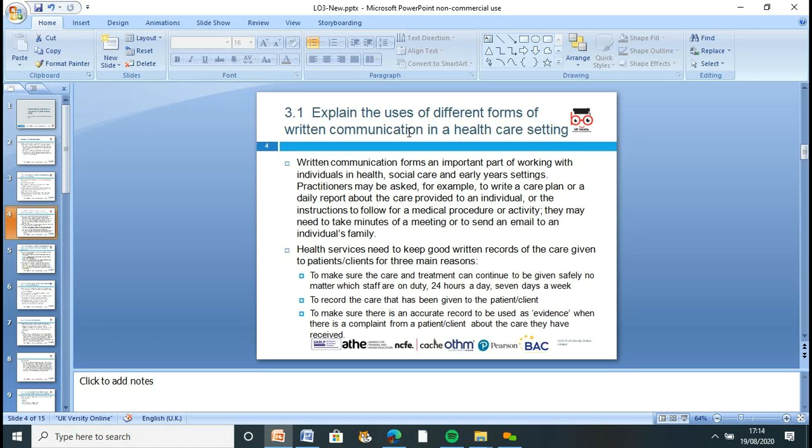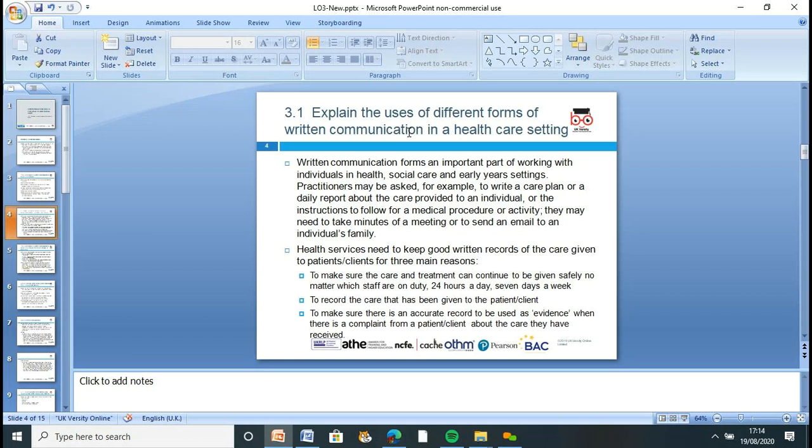So for 3.1, this is going to be one of your questions on your assessment: explain the uses of different forms of written communication in a health care setting. Written communication forms are an important part of working with individuals in health and social care, and also the early years settings. That could be a childcare centre, a playgroup, anything like that.